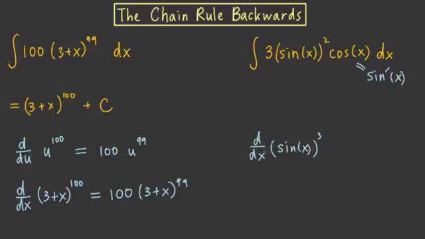The derivative of sine cubed is 3 times sine squared times the derivative of sine, which is cos x. So indeed, the integral of 3 sine x squared cos x is sine cubed x plus c. What do these two examples have in common?